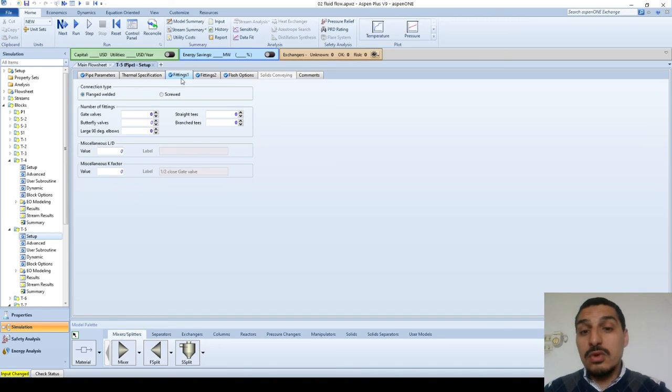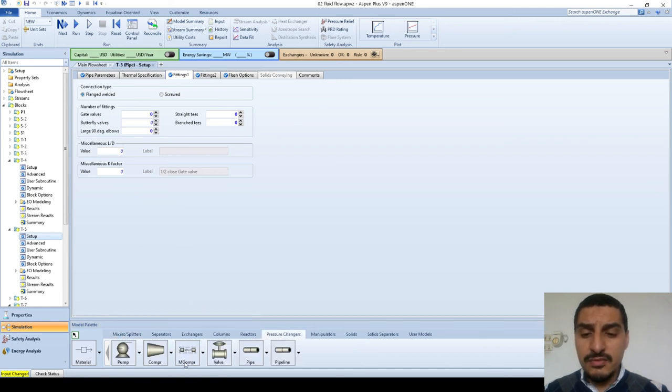to account for the minor losses. I think this should be good enough for whoever wants to work with the minor losses in Aspen Plus. In the next video, you will see more information about the losses. If you want to define more information about the valve, we can go through this by adding a valve to the stream. So this is going to be the topic of the next video, inshallah.